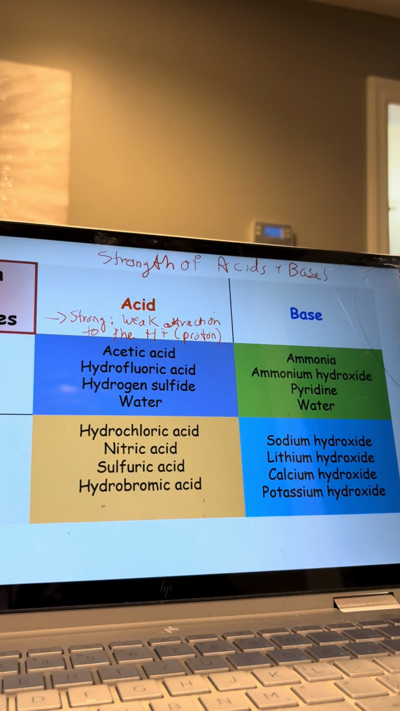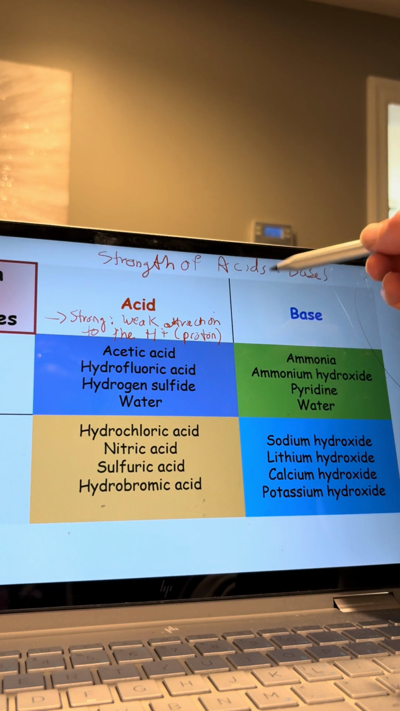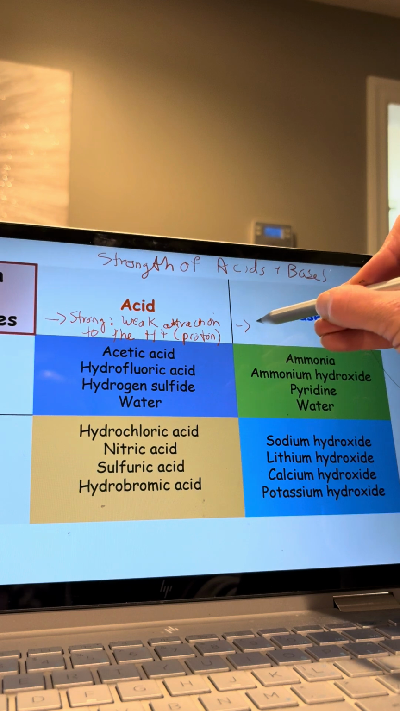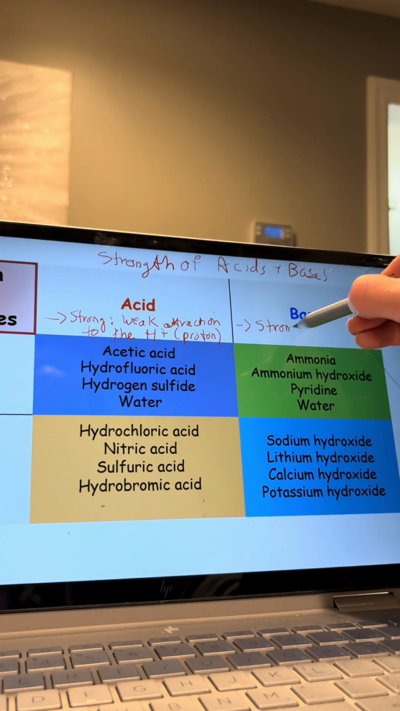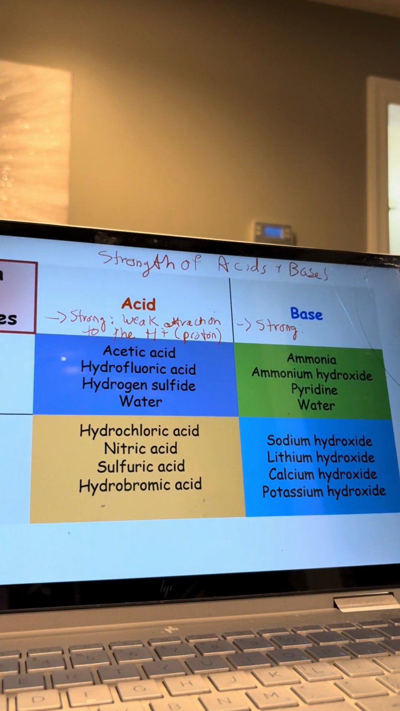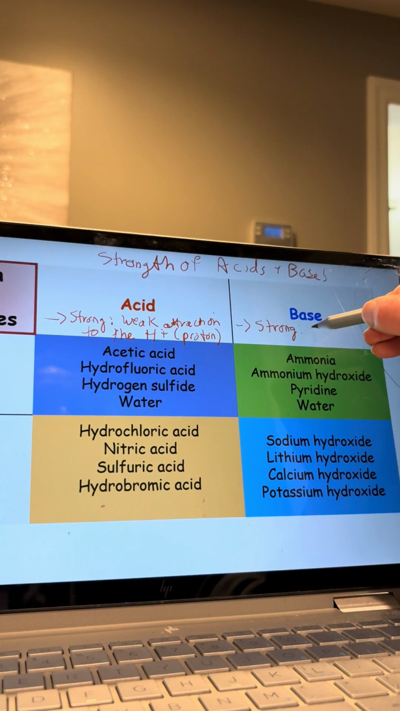Because if you're going to have an acid giving away, because that's what our definition of an acid is with the Bronsted-Lowry, then a strong acid is going to easily, readily give away that hydrogen ion. Now, a base, on the other hand, if we're looking at a strong base, it's going to be the opposite. So a strong base is going to have a strong attraction.